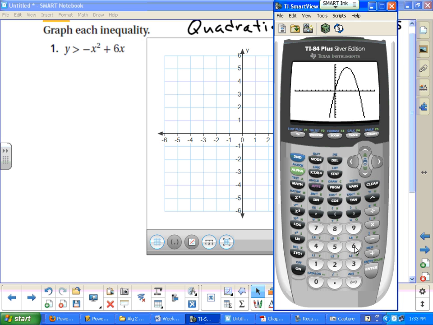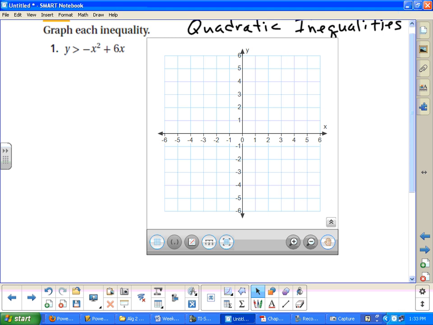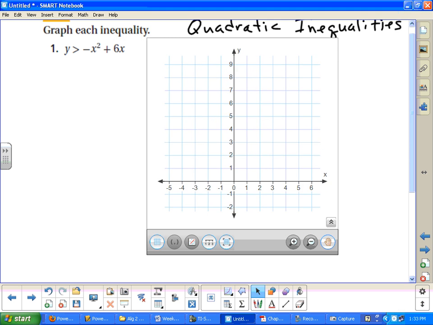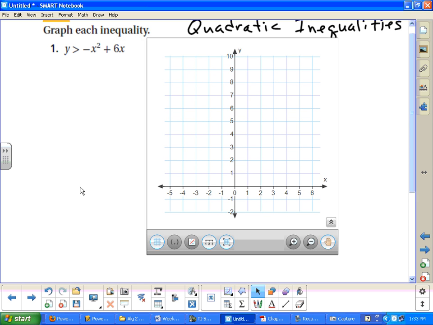So let's see. It looks like it's at 1, 2, looks like 3, right? So if I type in 3 and hit enter, all right, so I have the point 3, 9 is where my vertex is. And so I need to make my graph so that I can do the point 3, 9. All right, there we go. So I'll plot that point. All right, that'll help me with the graph.